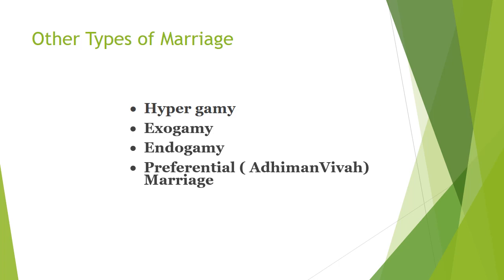Parallel cousin marriage also comes under preferential marriage. In parallel cousin marriage, preference is given to cousins from the father's side, like chacheré and mameré brothers and sisters. There is also sali vivah: if the wife dies, the man marries her sister, that is sali vivah. Levirate marriage, devar bhabhi vivah.